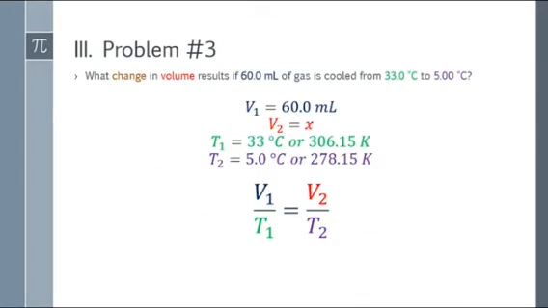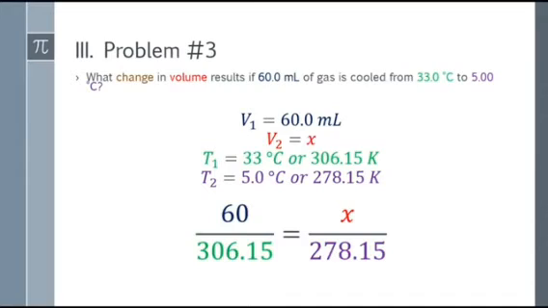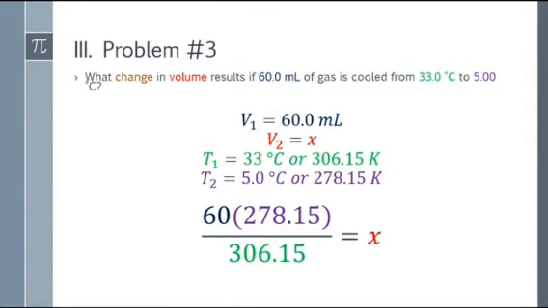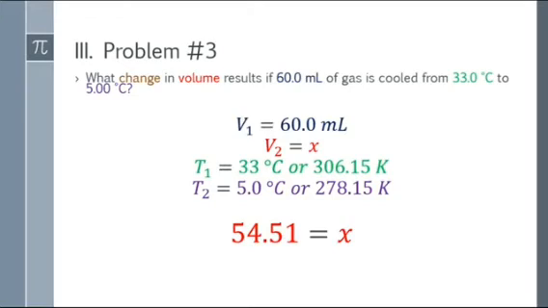Next, lagay mo yung formula. And after that, you have to substitute the values. So that will be 60 over 306.15 is equal to x over 278.15. So to find the value of x, you just going to cross multiply. 60 multiply mo sa 278.15. Yung sagot niyan, i-divide mo sa 306.15. So the final answer, ni-round up ko na rin siya. That will be 54.51.